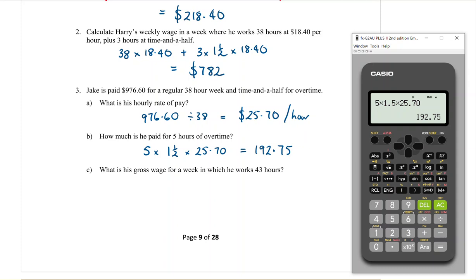Okay, part C. What is his gross wage for a week in which he works 43 hours? Now, gross wage, that's a bit of a fancy word. All the things that we're calculating here are gross wages, because the gross wage is the total wage that somebody earns before other things are taken out of your income, like tax or superannuation or those other things you hear your parents talking about. Like paying too much tax.